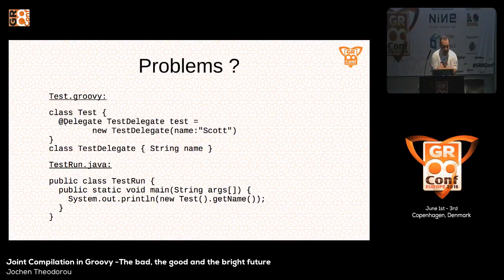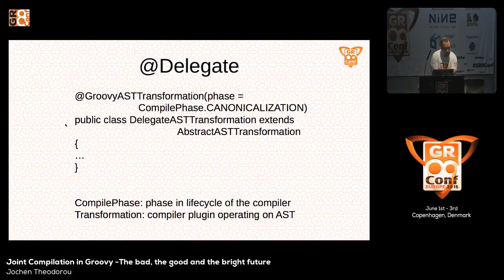In this example, basically, you have a class Test. It's a one-to-one copy from the bug report, by the way, so don't blame me for the naming. We have a property test in there on which we delegate, and we delegate an instance of TestDelegate. And TestDelegate has a property name again. That means the class Test should gain a getName method and a setName method. So if you make a now Java class, then you should be able to instantiate Test and call getName on it. Should, but that's not the case. It will fail. Java will not find the getName method.